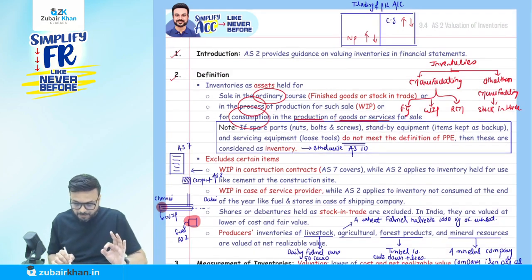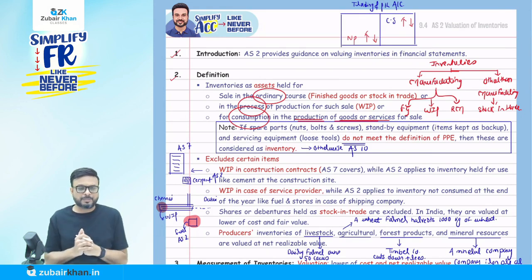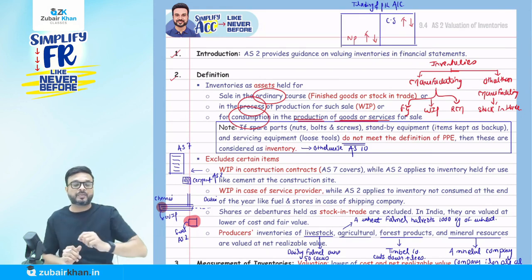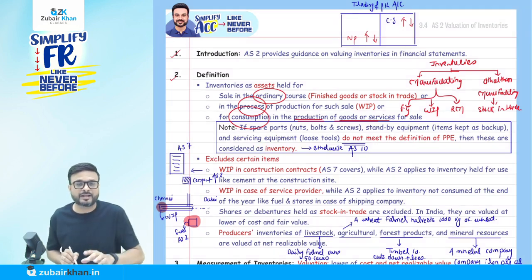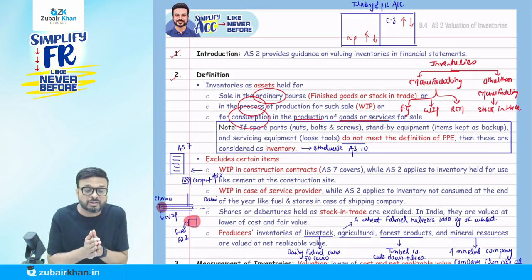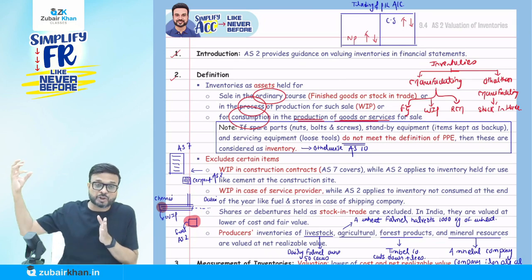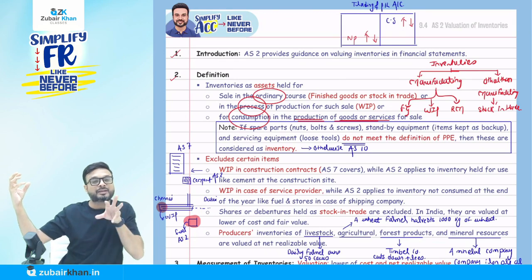They say spare parts, for example nut, bolt, screw, standby equipment items kept as a backup, and servicing equipment like loose tools, if they do not meet the definition of PPE, then these are considered as what? Inventory. What is PPE? Property, plant and equipment. To make it simple, if the spare parts, standby equipment and servicing equipment meet the definition of PPE, then they call it PPE. Otherwise, they will come under accounting standard 2, that is inventory.